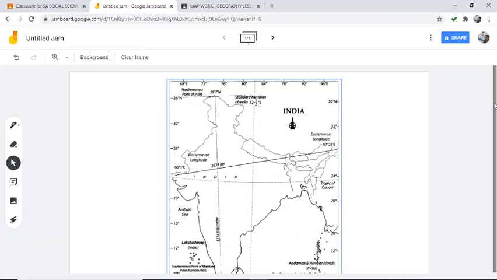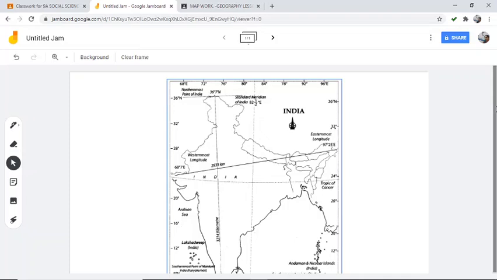I already gave a map assignment to you, and I found that most of you are making some mistakes in that. So let me explain how to mark different places which was there in the first lesson's assignment. I hope all of you will watch it properly and rectify the mistakes you are making so far.